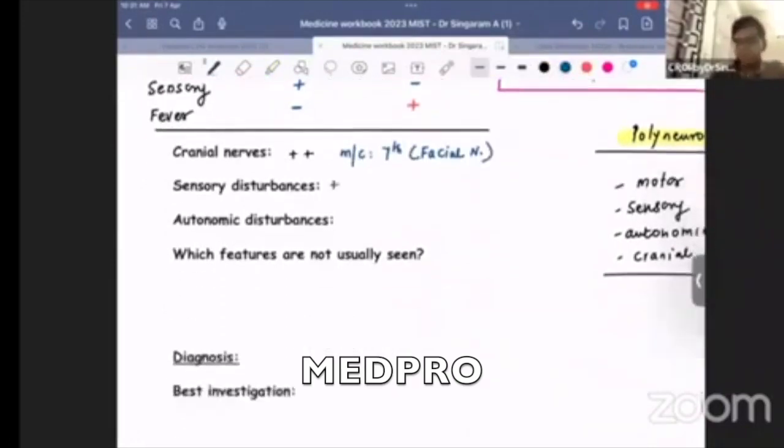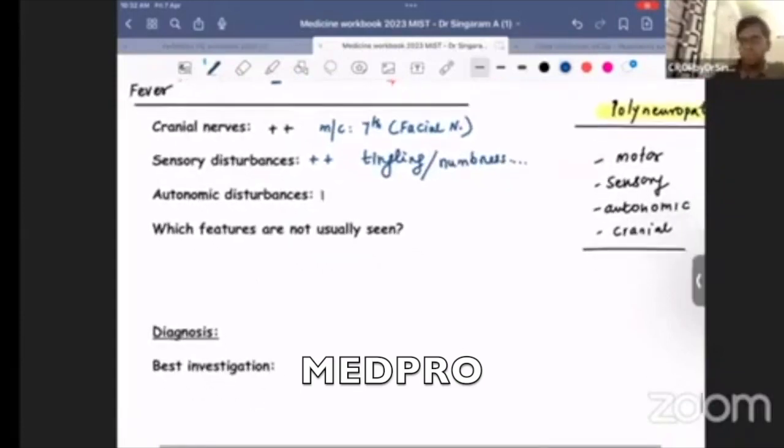Sensory disturbances also are a feature of this particular condition. For example, they can have an abnormal sensation, like a tingling sensation, or they can have absence of sensation from one area itself. What do you call that? Numbness in that area. So all these are sensory manifestations. Autonomic disturbances also will be present.